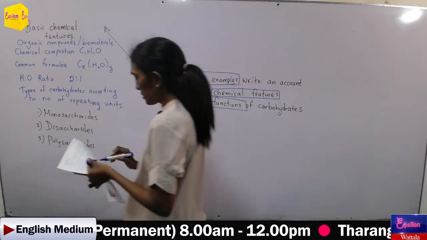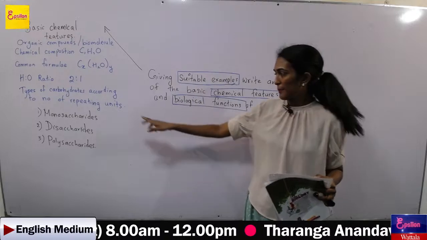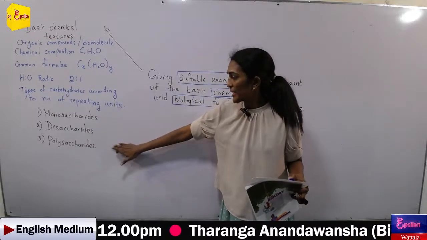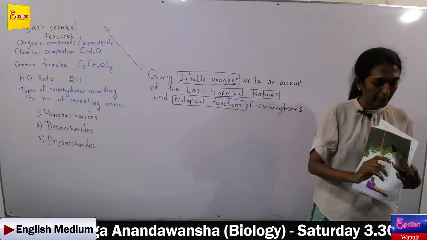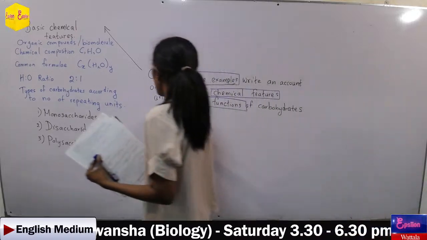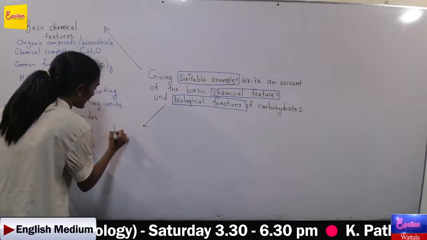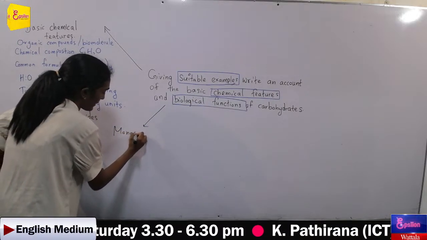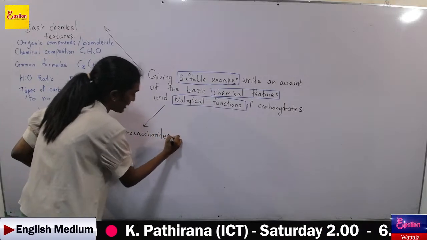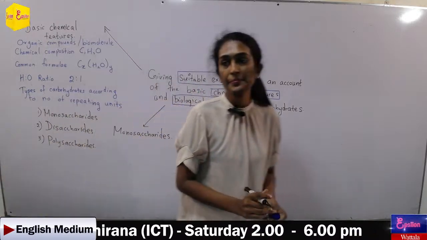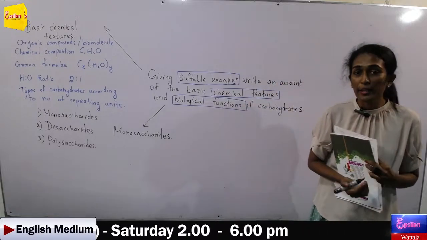Right. Then what should we do? We have to describe monosaccharides, disaccharides, and polysaccharides. We are still asked about chemical features, no? So you have to say about them. Right. So I'm taking one arm to write about monosaccharides. Now tell me, children, what do we write first about monosaccharides?